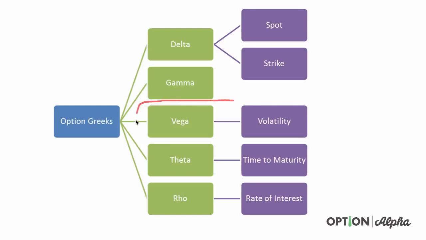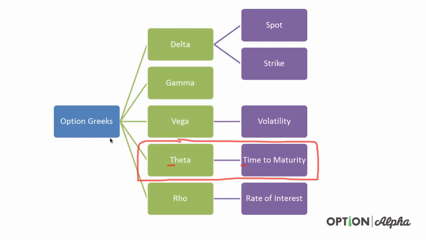Vega is very easy to remember. Vega and theta are very easy to remember because I always think V, vega, V for volatility. So vega is going to tell you what the impact is on that option for a 1% change in volatility. And again, that's all things being equal. What happens to the value of that option should volatility go up or down by 1%? T for theta is time to maturity. This is basically going to tell you how much the value of that option decays every single day as it gets closer to expiration.